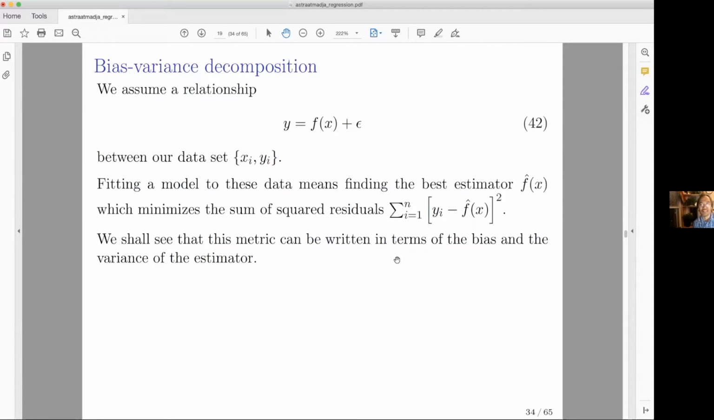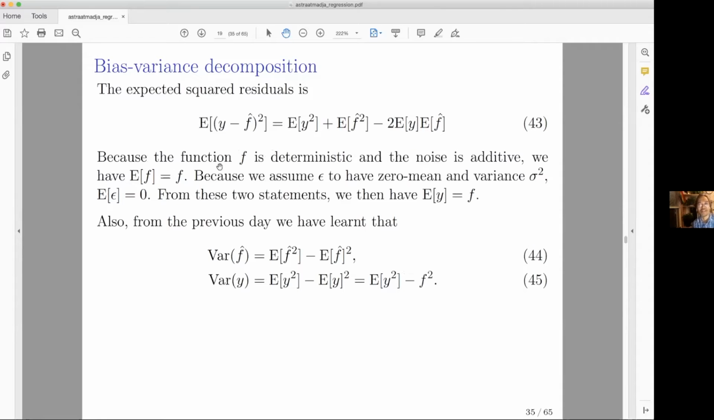Now this sum of squared residuals can be written in terms of bias and variance of the estimator. There's a lot of math here, but let's go through it. Here, this is the squared residual. Then the expectation value is like this. We have seen it before, yesterday. It's just the sum of the expectation value of y squared plus the expectation value of the estimator f here. Because y and f are different, we can split them here.